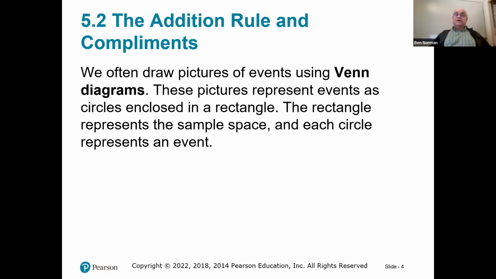We often draw events using Venn diagrams. Using pictures, we represent events as circles enclosed in a rectangle. The rectangle represents the sample space, and each circle represents an event. The point of these Venn diagrams is simply to try to bring order to chaos. It's just a pictorial way of representing events and how they relate to each other.